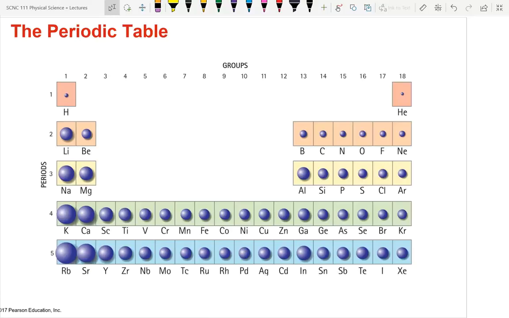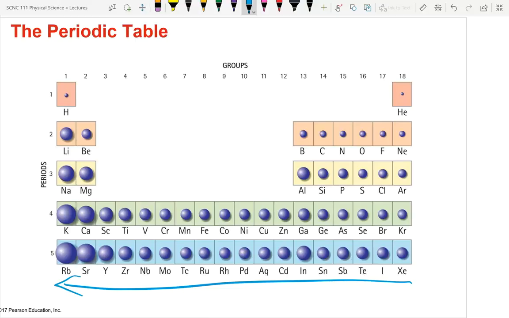So these pictures here are indicating the size of the electron clouds. And you should notice 2 trends. In what direction does size increase? Going from where to where? I would have used the opposite. I would have said from right to left. Yeah.